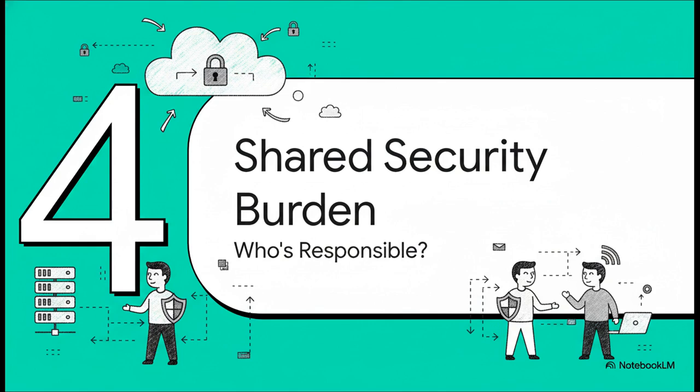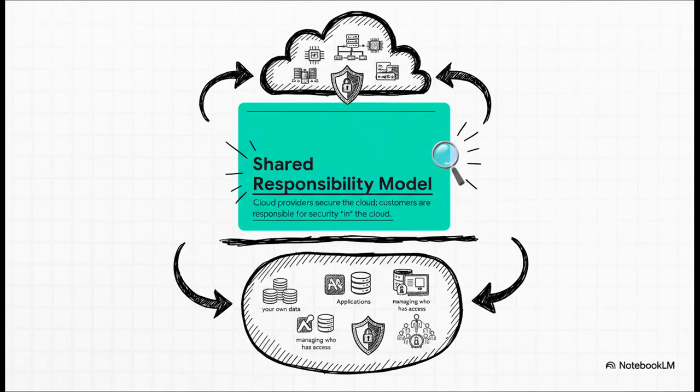When you're using the cloud, who's actually responsible for keeping everything safe? The short answer is, well, it's complicated. It's a team effort. This whole idea is called the shared responsibility model. And here's the key takeaway. The cloud provider, think Amazon Web Services or Google Cloud, they're responsible for the security of the cloud. That means the physical buildings, the cooling, the networking cables. But you, the customer, you're responsible for security in the cloud. That means your data, your apps, and who you let access them.